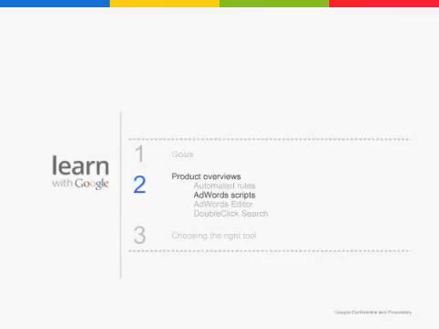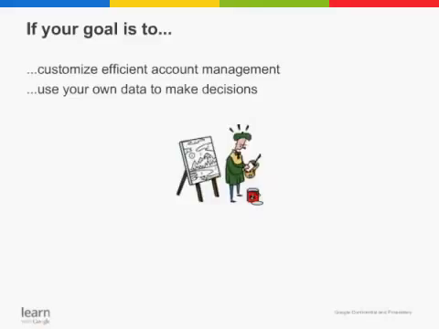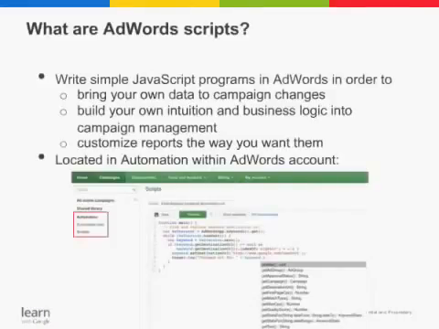However, we also know that many of you wish to take a more customized approach to automation, as well as perhaps use some sources of data outside AdWords to inform your account changes. For some of you, paint by number just won't do. You want to create your masterpieces from scratch, and that's the value of AdWords Scripts. AdWords Scripts is a tool within AdWords that allows you to write simple JavaScript programs in order to bring your own data to campaign changes, build your own intuition and business logic into campaign management, and customize reports just the way you want.